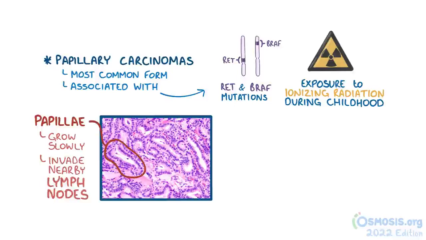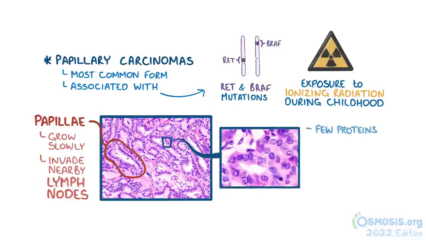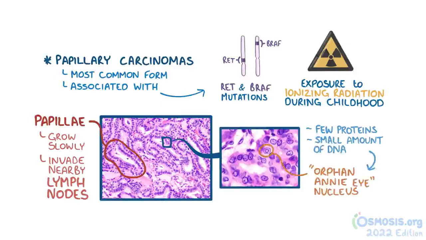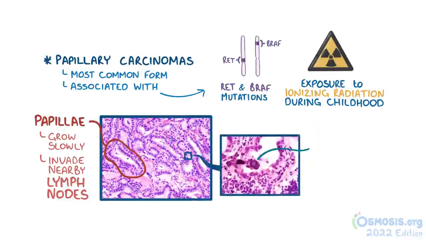Under the microscope, the nuclei of papillary carcinoma cells contain very few proteins and a small amount of DNA, and that gives the appearance of an empty nucleus, sometimes called an orphan Annie nucleus, based on an old famous cartoon character. Another feature are psammoma bodies, which are calcium deposits within the papillae.